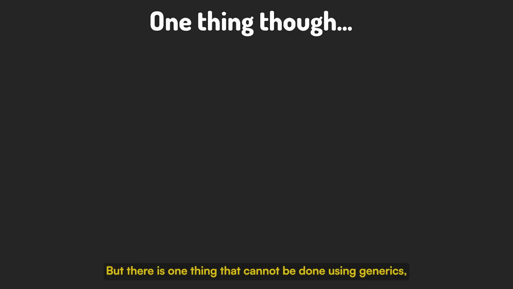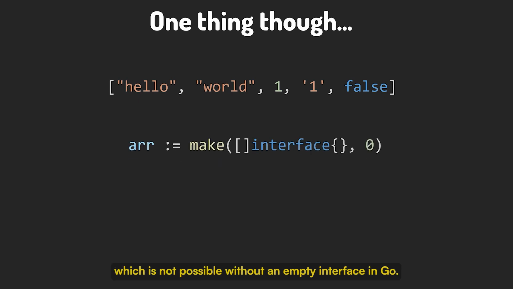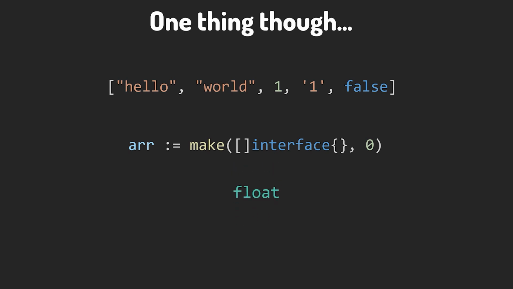But there is one thing that cannot be done using generics and can only be done using an empty interface, which is that we cannot make a collection like this. Notice that we are using different types in the same array, which is not possible without an empty interface in Go. We can do this because all types in Go implement the empty interface, so they can be packed or unpacked using an empty interface.